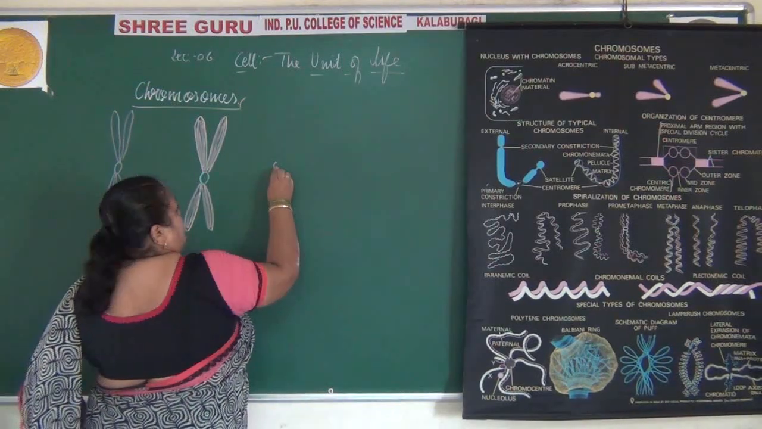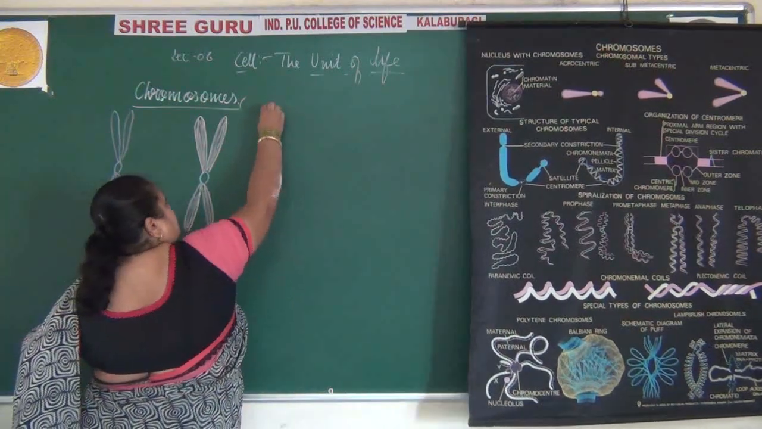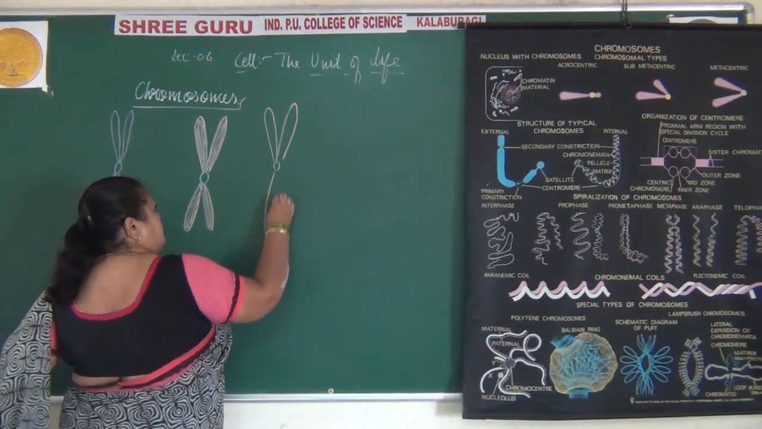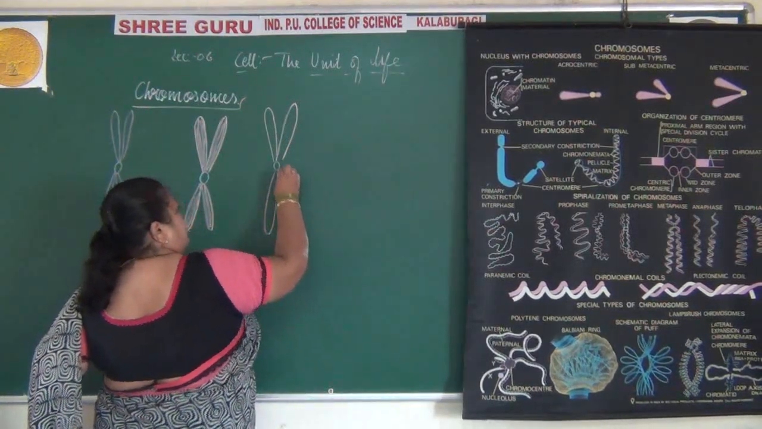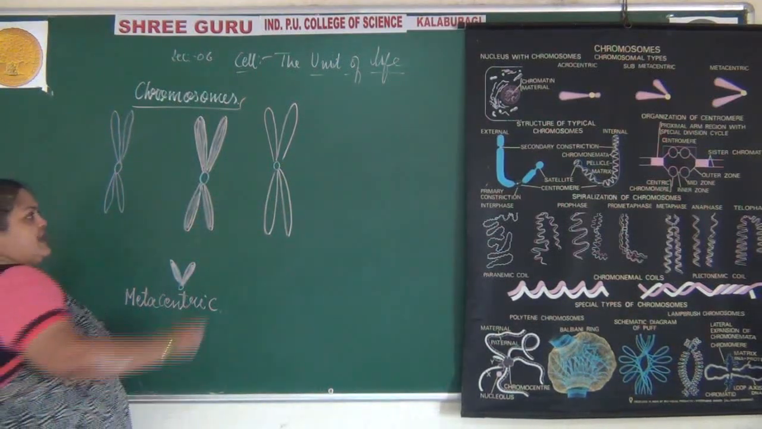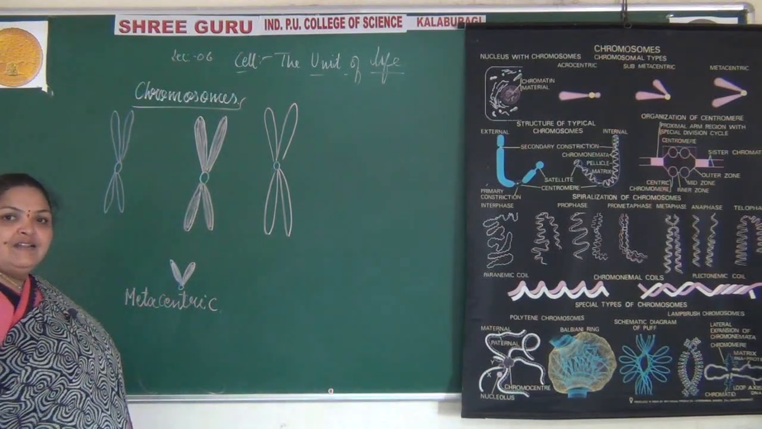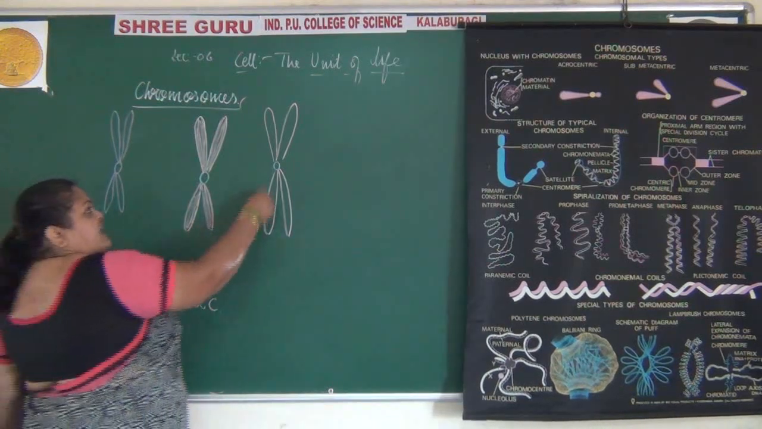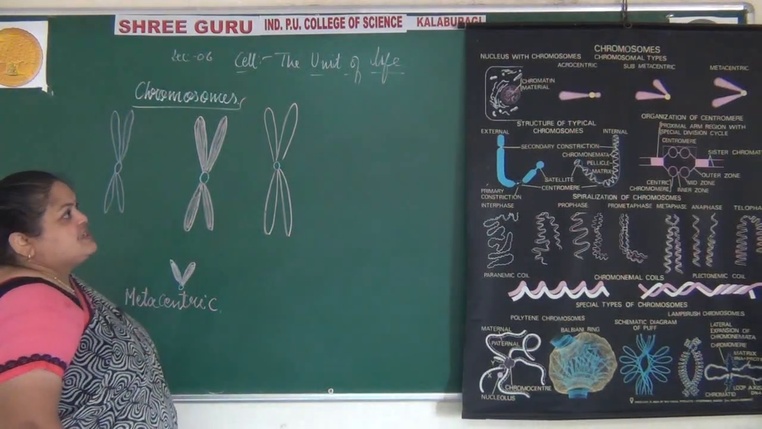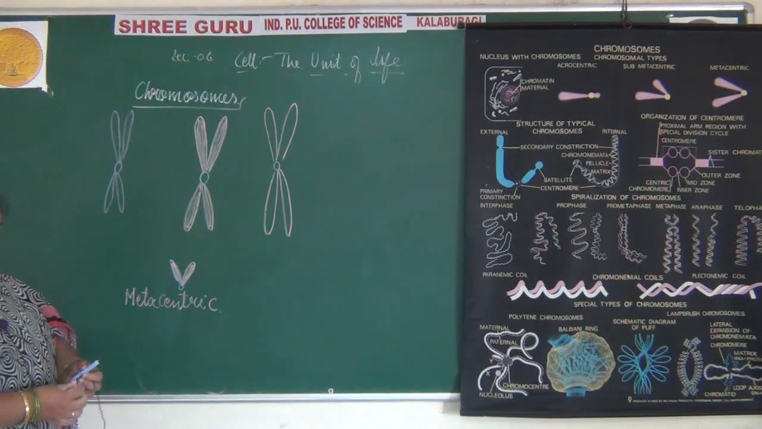Sometimes the centromere is not exactly at the center. It is away from the center, where there are two unequal arms. They do not have equal arms. The arms are unequal and the chromosome usually appears J-shaped.